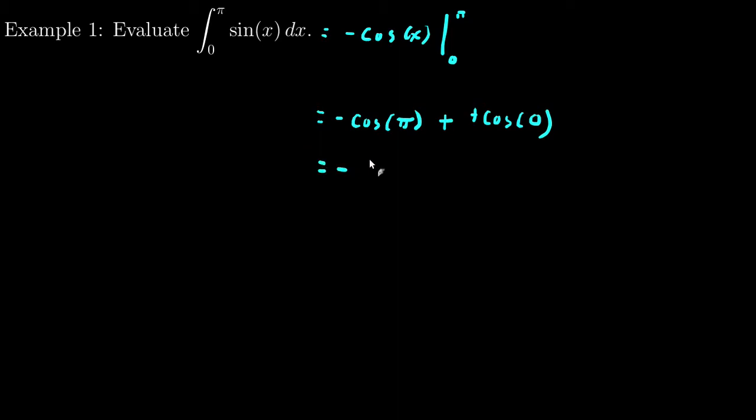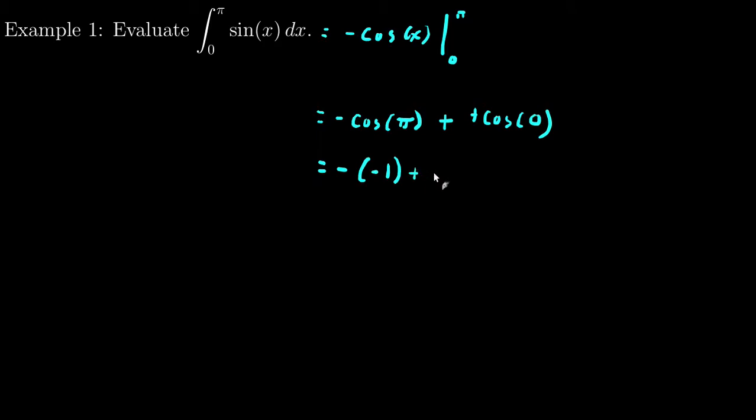So I want to evaluate the integral from 0 to pi of sine of x dx. And using the second fundamental theorem of calculus, I first find the antiderivative, which is negative cosine of x. And I evaluate this from 0 to pi. I substitute in pi, so I get negative cosine of pi, minus, substitute in 0, negative cosine of 0. This negative minus negative means plus. Cosine of pi is -1, so I have negative, -1.